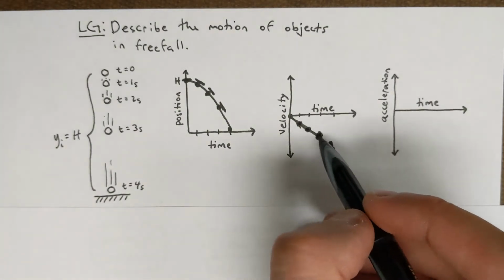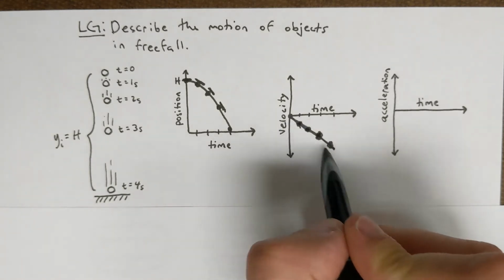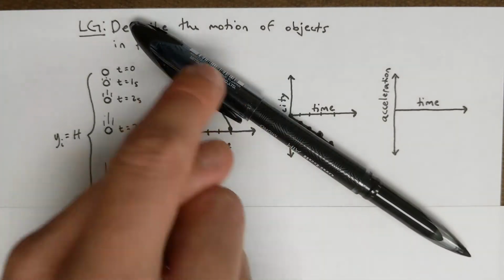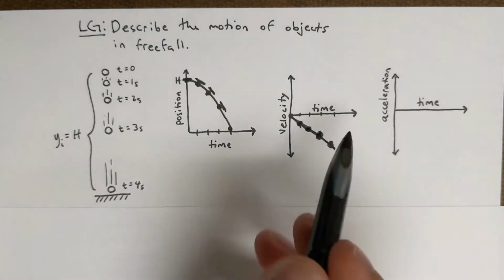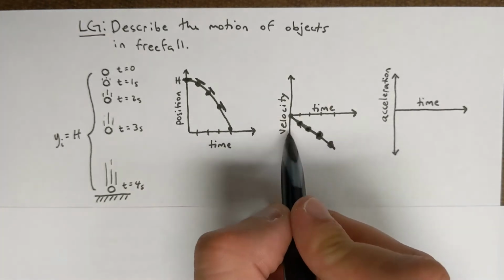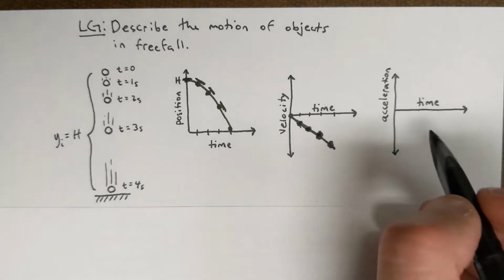Okay, so next we can find the slope of the velocity time graph to find the acceleration. And notice the slope of the velocity time graph, it's the slope of a line, so the slope is constant and it's a negative slope. You can see here our velocity has a negative slope, and the slope is not changing. So our acceleration is going to be a constant negative acceleration.